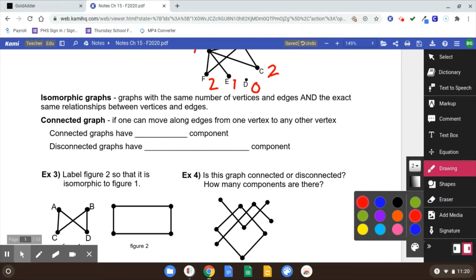Isomorphic graphs. This is a hard one, okay? Graphs with the same number of vertices and edges and the exact same relationships between vertices and edges. So isomorphic pretty much means they're the same. Don't think about a graph as being rigid, okay? Think about a graph as being like those dots are magnets on a board connected by rubber bands. I can move the stuff all the way around, but they're connected in a specific way that's not going to change.